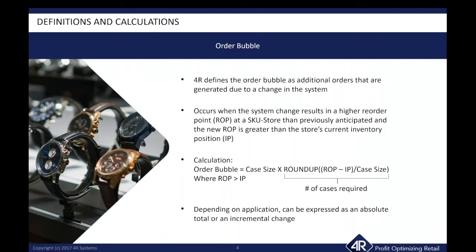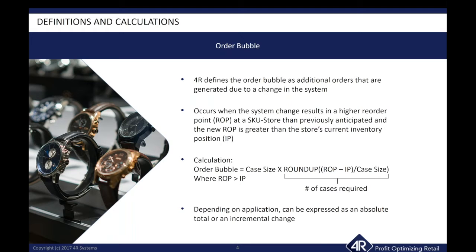We will start by discussing the order bubble. 4R defines the order bubble as new or additional orders that are generated due to a change in the system. This occurs when the system change results in higher reorder points at the SKU store than previously anticipated. Specifically, when this new reorder point is greater than the store's current inventory position. The inventory position we consider is the store's current on hand plus whatever units are on order or in transit.